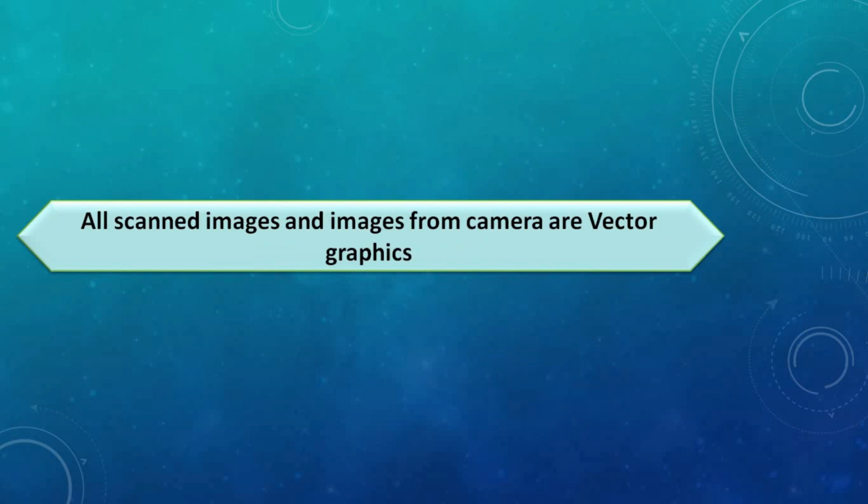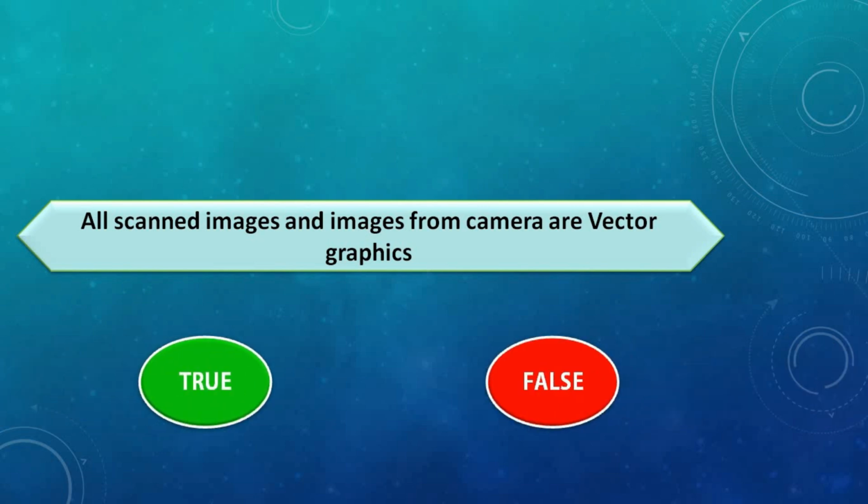All scanned images and images from a camera are vector graphics. True or false? The answer is false. Scanned images and images from a camera are bitmap graphics. So the answer is false.